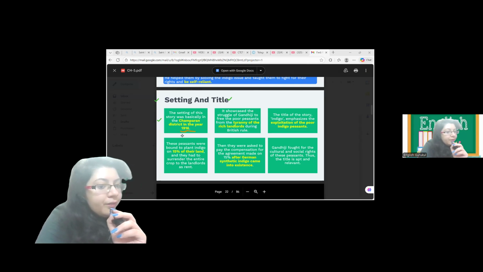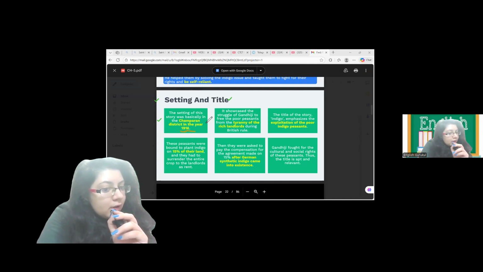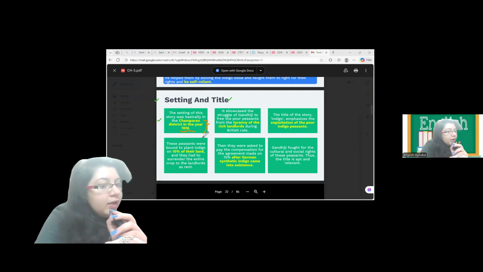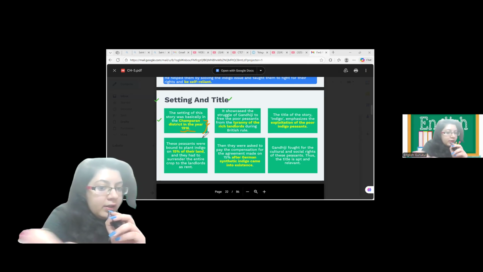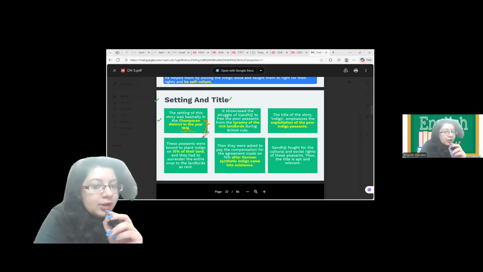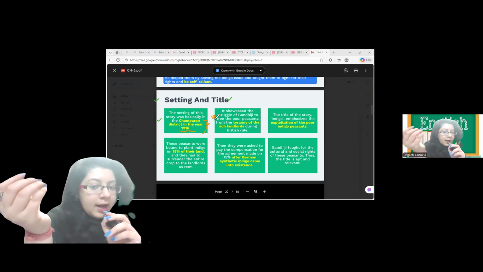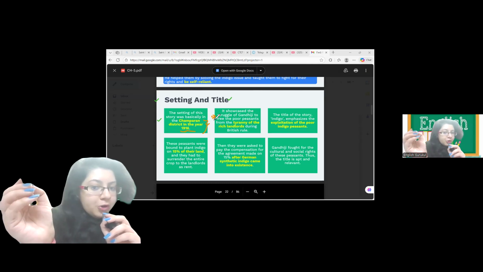Champaran district, in the year 1916. It showcased the struggle of Gandhiji to free the poor peasants from the tyranny of the rich landlords during the British rule.